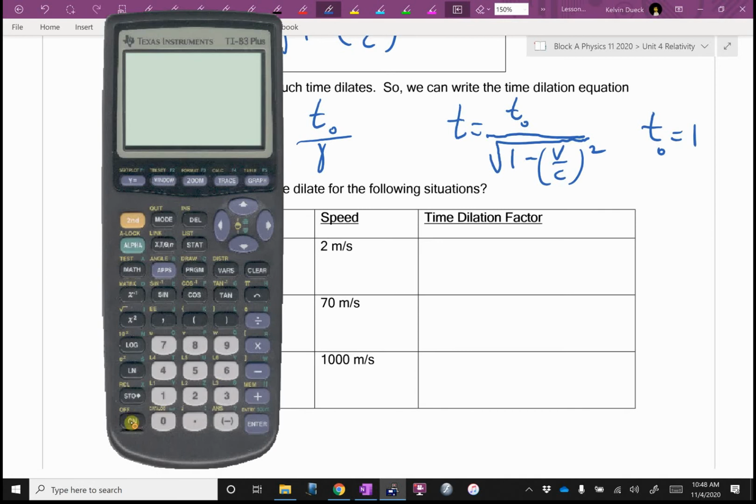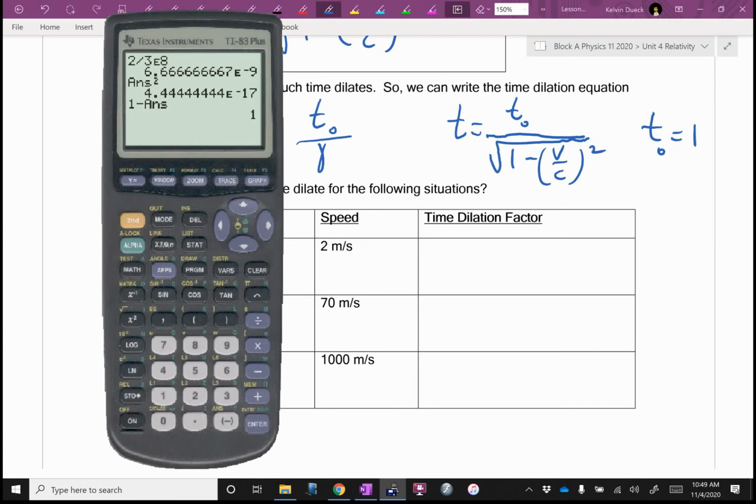So if I type in 2 meters per second, I would do what's inside the bracket first. So I would go 2 divided by 3 times 10 to the 8th, V over C. Hit equals, squared, 1 minus that. On this line, my calculator gave me an answer of 1. Is the answer 1? I don't think so. It should be whatever 1 minus 4.4 repeating times 10 to the negative 17 is, but it's so small that my calculator doesn't even acknowledge it as an answer.